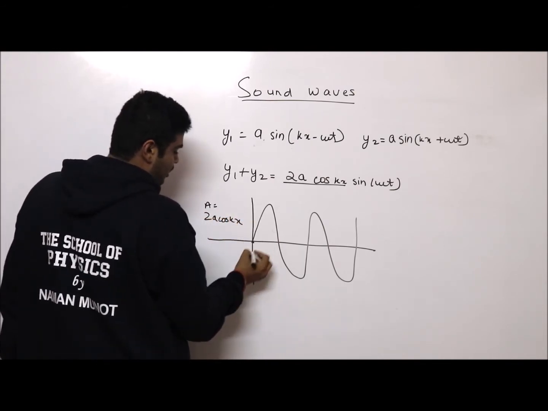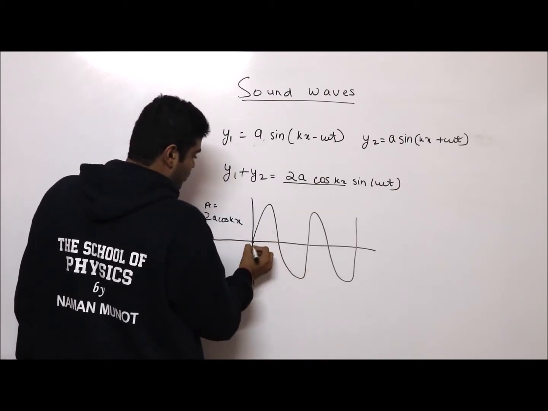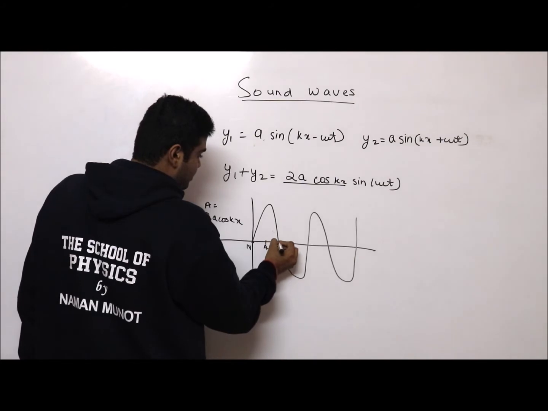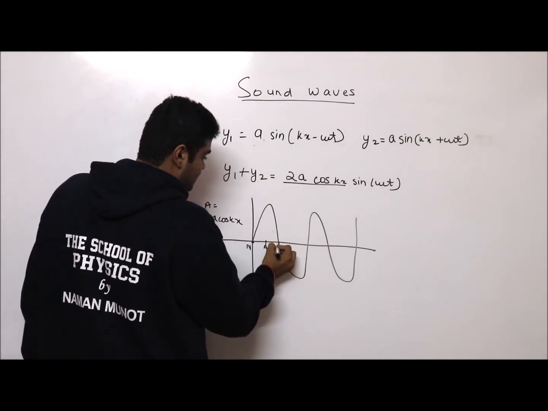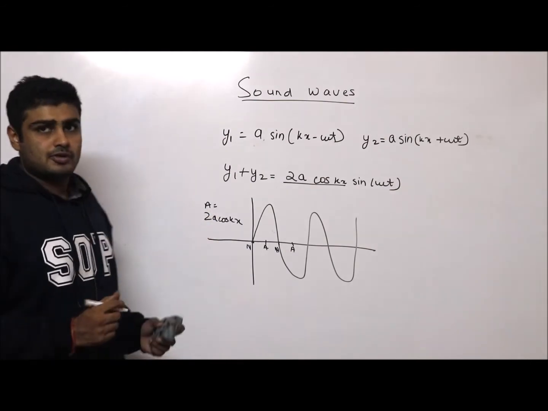So we have a node here. Now this is the sine equation. This part is called a node, this is called an antinode, this is again a node, and then this is an antinode. Like this we have nodes and antinodes.